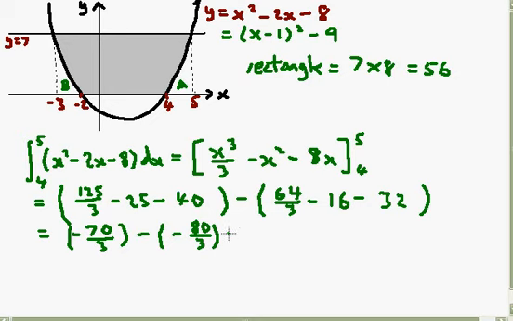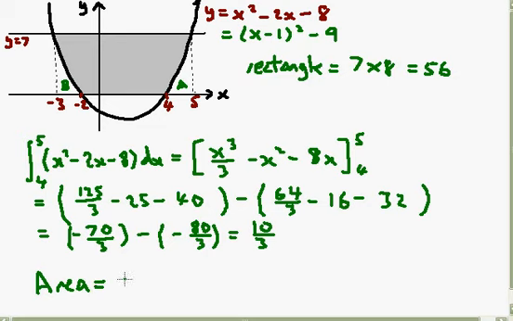Okay, so we've got minus 70 over 3 plus 80 over 3, so we get 10 over 3, or 10 thirds. Okay, so the area of region A is 10 thirds. The area of region B is also 10/3.